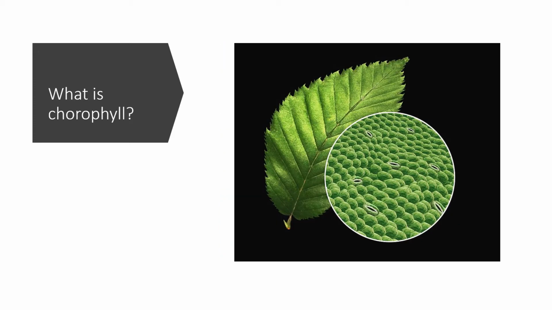What is chlorophyll? Chlorophyll is basically what gives the leaves the green color. In this microscope view in the picture, we can see some green spots. Those green spots that look like circles are called chloroplasts, and those are the ones that give the green color to the leaves and the plants.